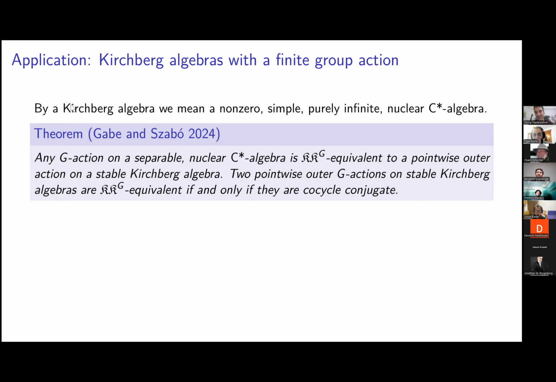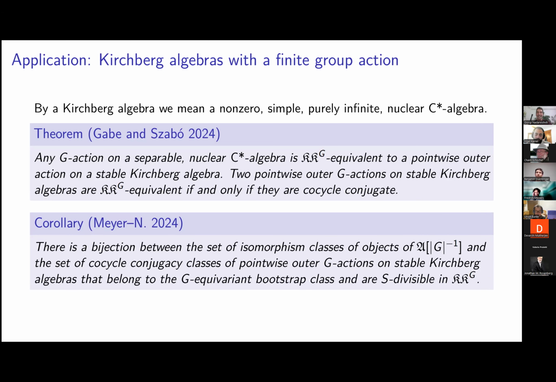But what is a Kirchberg algebra? By a Kirchberg algebra, we mean a non-zero, simple, purely infinite nuclear C*-algebra. And there's also a remarkable result by Gabe and Szabo that any G action on a separable nuclear C*-algebra is KK^G equivalent to a pointwise outer action on a stable Kirchberg algebra. And two pointwise outer G actions on a stable Kirchberg algebra are KK^G equivalent if and only if they are cocycle conjugate.